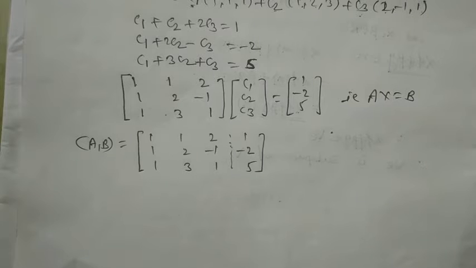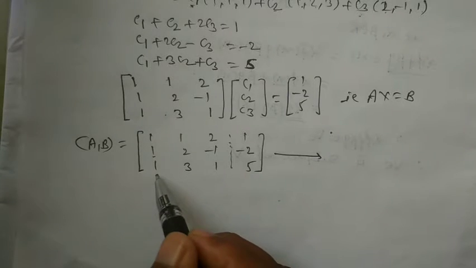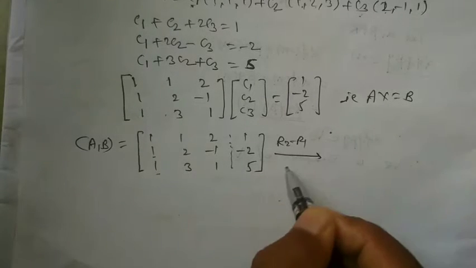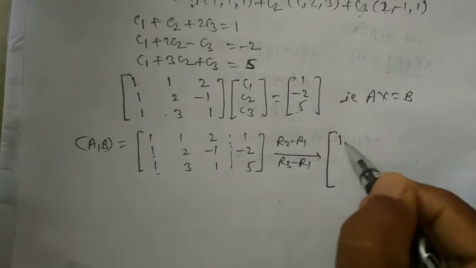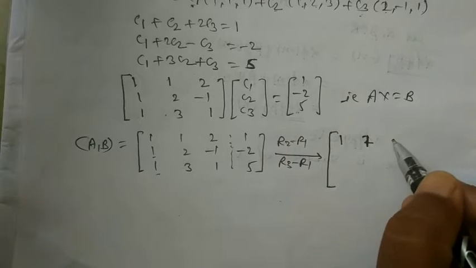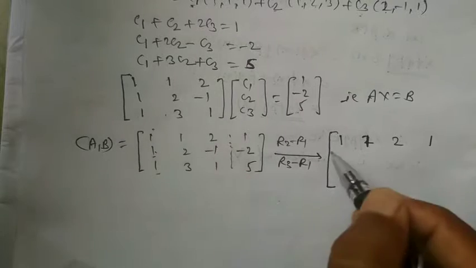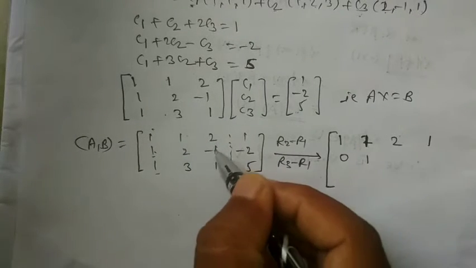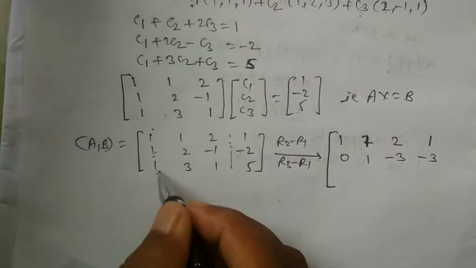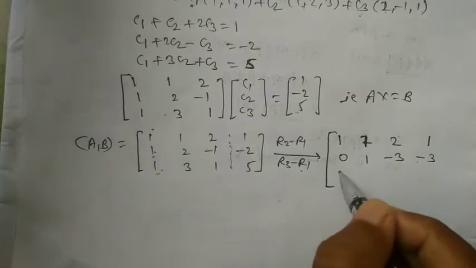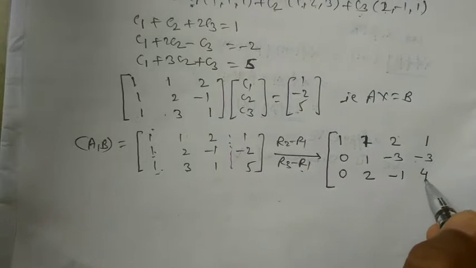Now we have to convert this matrix into echelon form. The first operation is to make zeros here, so R2 minus R1 and R3 minus R1. The first row stays as it is: 1, 1, 2, 1. Then R2 minus R1: 1 minus 1 is 0, 2 minus 1 is 1, minus 1 minus 2 is minus 3, minus 2 minus 1 is minus 3. Then R3 minus R1: 1 minus 1 is 0, 3 minus 1 is 2, 1 minus 2 is minus 1, 5 minus 1 is 4.